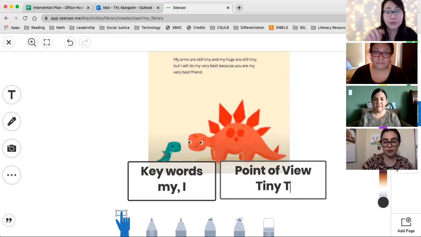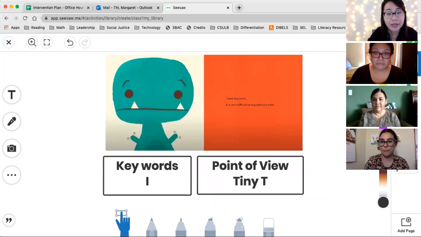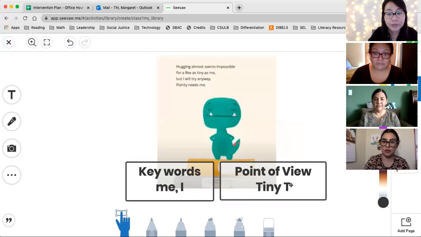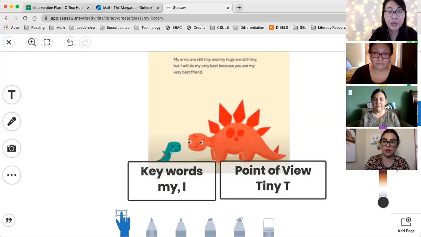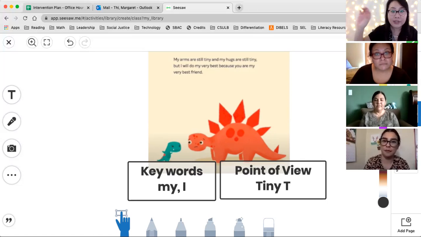And now because we've looked at different parts of the text in Tiny T-Rex and the Impossible Hug, most of it is told from Tiny T's point of view. We can say that most of the book is told in the point of view of Tiny T. So that's how we decide what the point of view of the whole book is. It's if we see a pattern of, oh, it's Tiny T. Oh, it's Tiny T. Oh, it's Tiny T. Then Tiny T must be the one who's mostly telling the story.